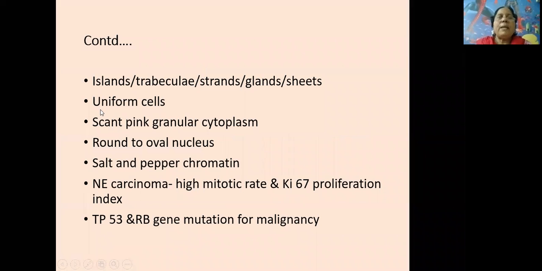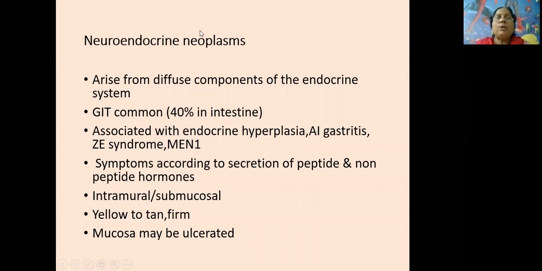The cells may occur like islands, forming trabeculae, small strands, or a glandular pattern, or in sheets, and all cells are uniform. There is pink granular cytoplasm because they contain secretory bodies. Then a round to oval nucleus and salt and pepper chromatin.